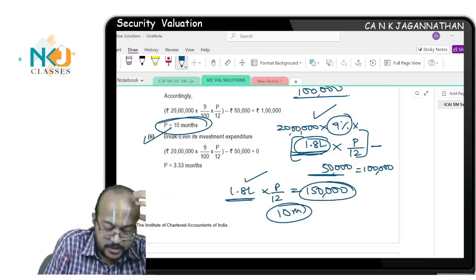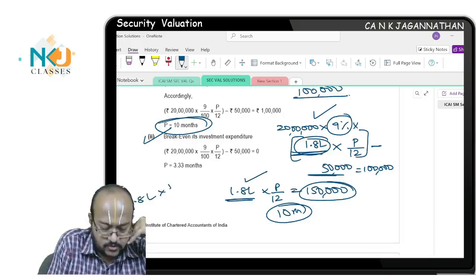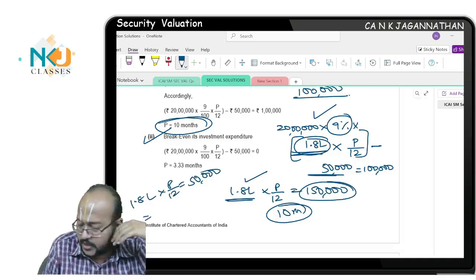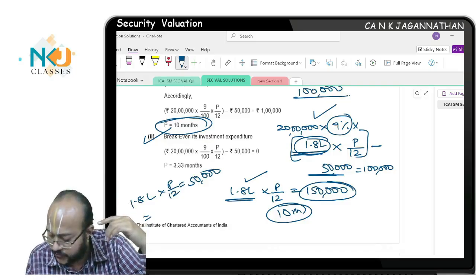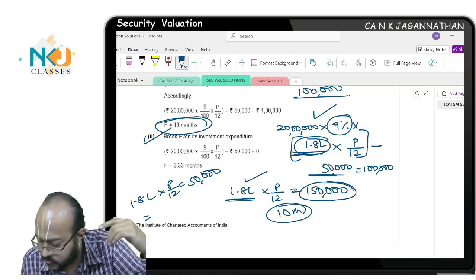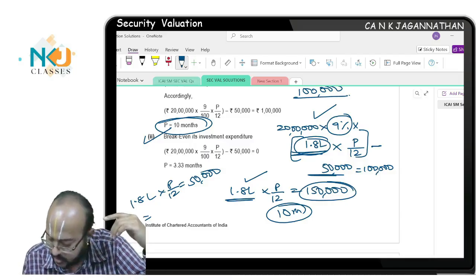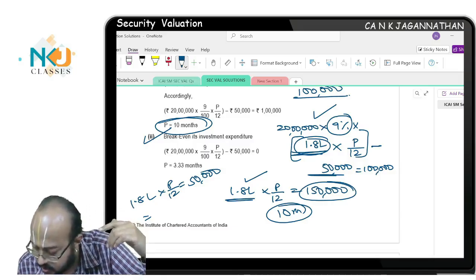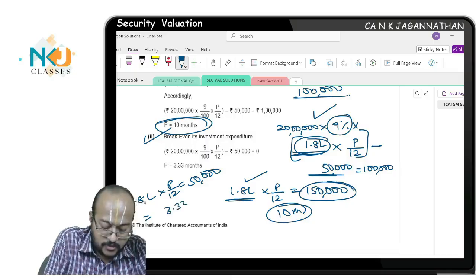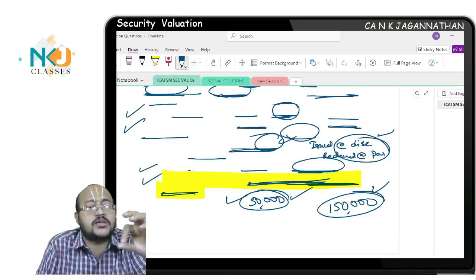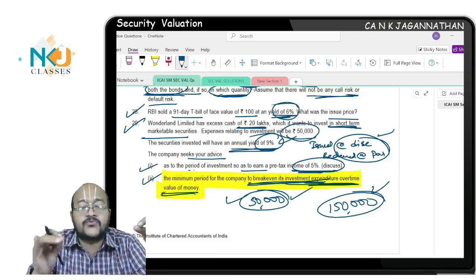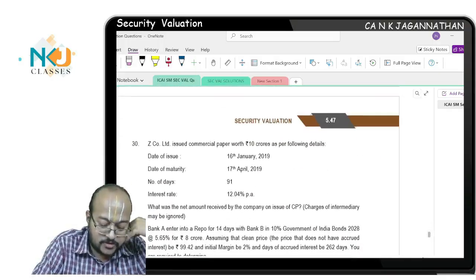Are you all understanding? Which means 1.8 lakhs into P by 12 is equal to 50,000. You equate it. P is 50,000 into 12 divided by 1,80,000, which is 3.33 months. Getting the solution? This is the way. So if you invest for 3.33 months in the security, your 50,000 expenditure will get recovered. That is what they are asking. Next.